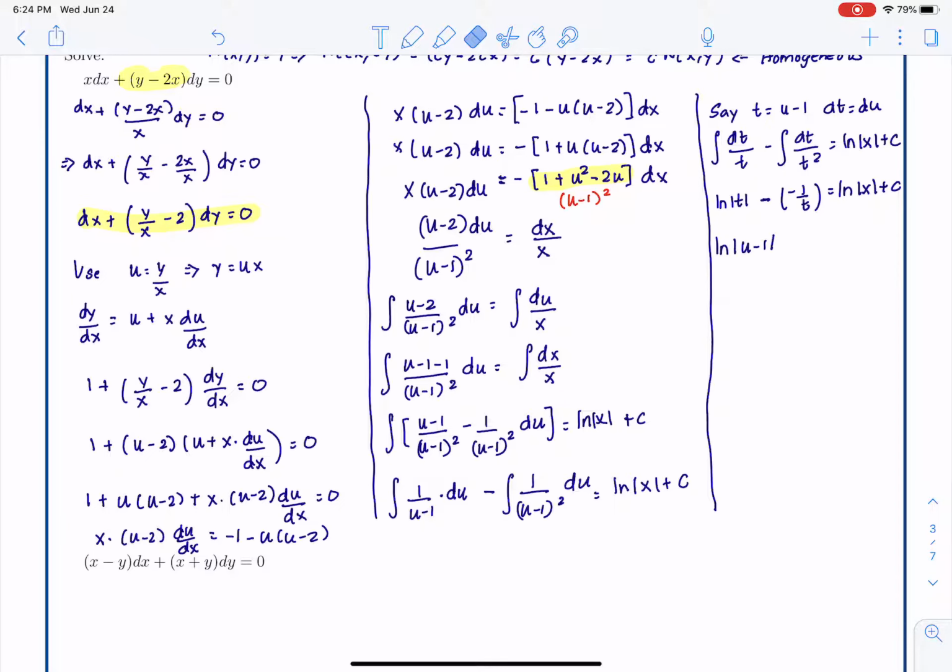Replace t by u minus 1. So we have ln of (u minus 1) plus 1 over (u minus 1) equals ln of x plus c. We can't stop there. We have to go forward and replace u by y over x.